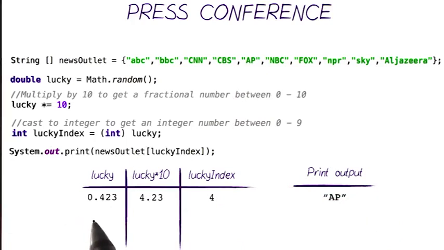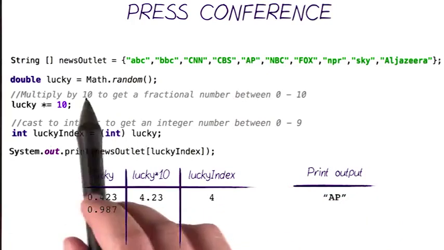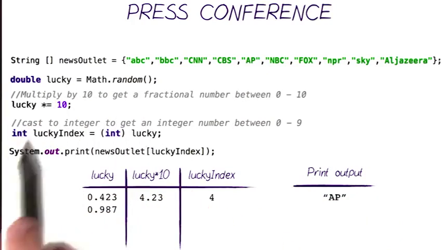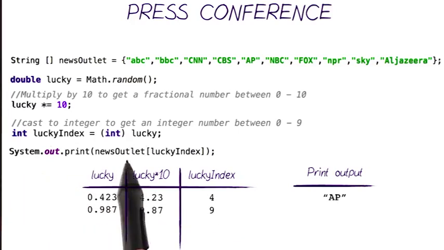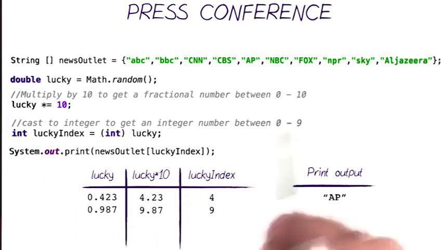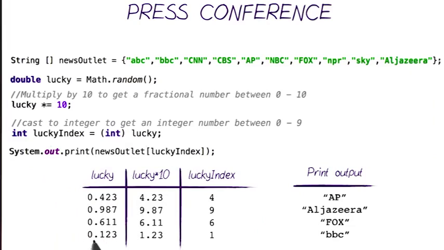If our random number that was generated was 0.987, so that's in lucky, we multiply that by 10, giving us 9.87. And then we cast that into an integer, so we throw away that fractional part, giving us 9. And then we print out news outlet of 9, which happens to be Al Jazeera. The same happens for any value that is generated for our variable lucky, because we always multiply it by 10 and then cast it into an integer. So there we go.